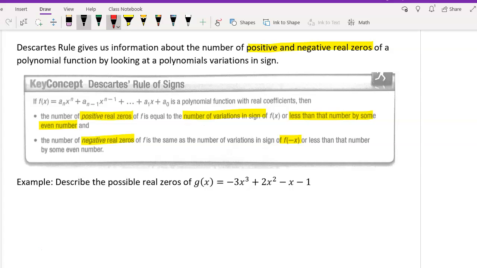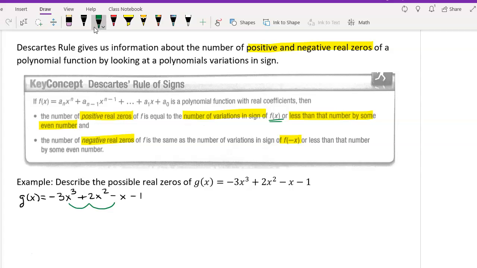Well, let's first take a look at this function g of x. So we have g of x equals negative 3x cubed plus 2x squared minus x minus 1. All right, so this is that positive x value. So right now we're going to determine how many positive real zeros are possible. And all we have to do is look at our sign changes first. So we have a negative 3 to a positive 2. So that is a sign change. We have a positive 2 to a negative x.